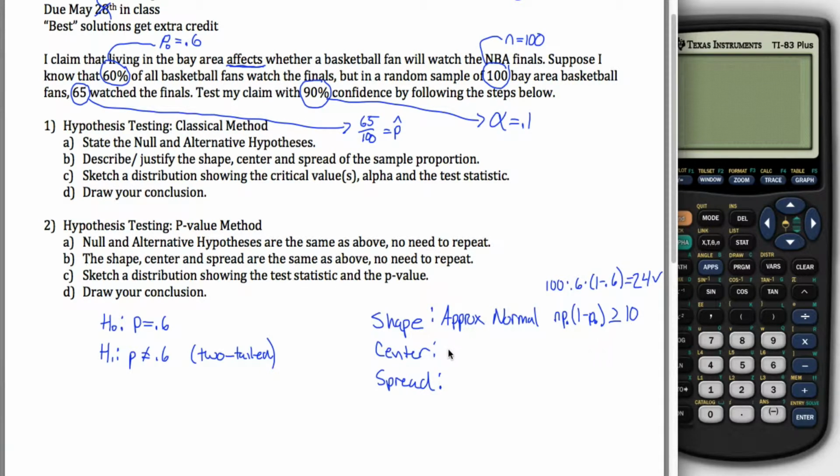Center. The center is given by p naught. I'm just going to write p naught equals 0.6. The spread: we used to use the formula square root of p times 1 minus p divided by n to give me my spread. We don't know p. We can use p naught instead, since our null hypothesis is that p equals p naught. So my spread is the square root of 0.6 times 1 minus 0.6 divided by 100. Whatever that number is equal to is what my spread is.